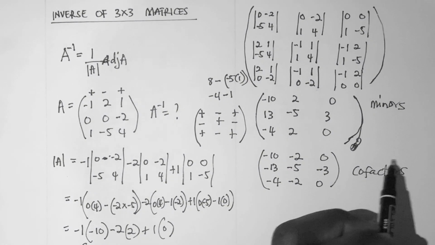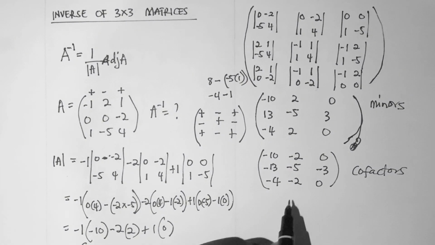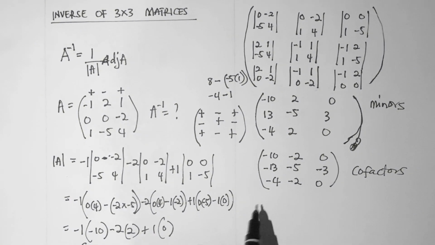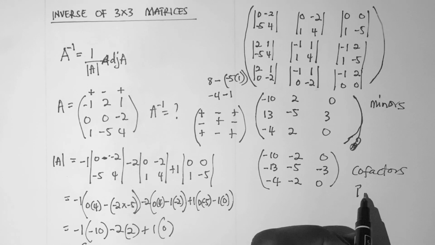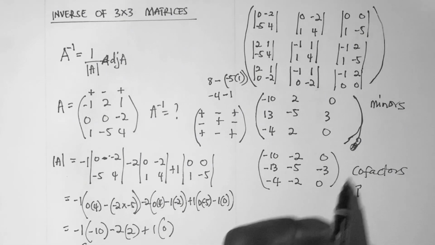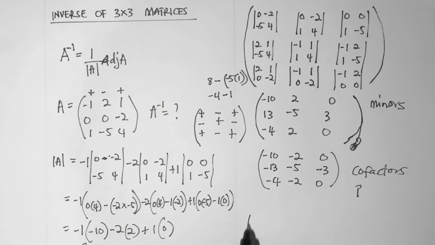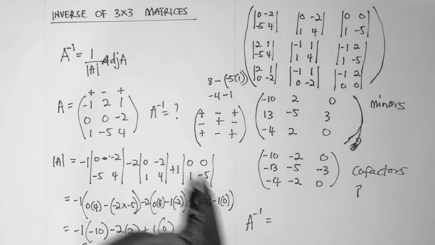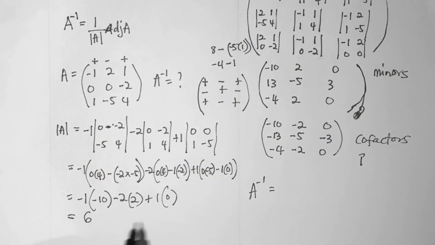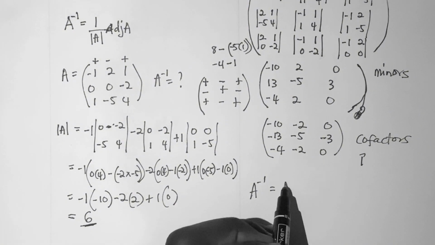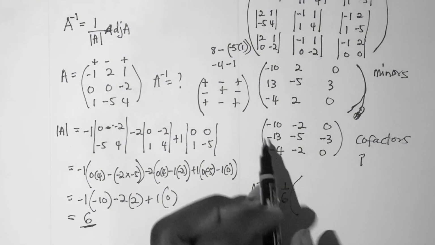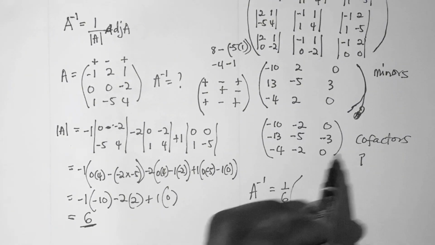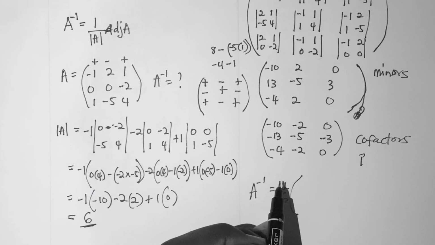Then having that, now that we are done with this, we need to find the adjoint. The adjoint is, if you find the transpose of the matrix of cofactors, then that becomes the adjoint. So A inverse is equal to 1 over the determinant of A. Remember, we got determinant of A as 6, so 1 over 6, then times the adjoint of A. So we need to find the transpose of the cofactors, and that becomes the adjoint of A.